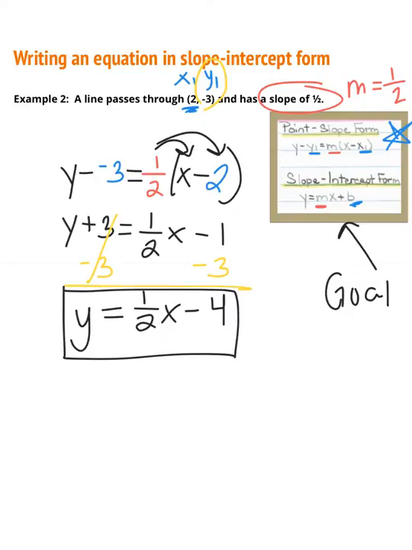So I think it's a great example to look at the information you're given, and sometimes it just makes sense to use a different form as a starting point and then do a little bit of converting to get the form that you want.